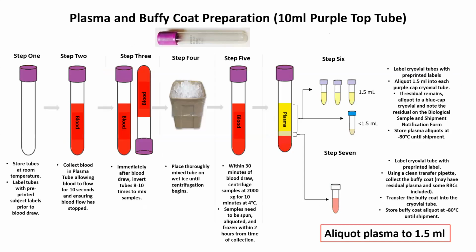So I recommend after spinning down to aliquot the plasma, and the aliquots of plasma will be 1.5 mLs, not 1/2 mLs like the plasma PK. You'll aliquot 1.5 mLs, keep any residual. Again, note the specimen number and volume for the residual on the sample shipment notification form. And then you'll be collecting the buffy coat layer into the clear capped cryovial.